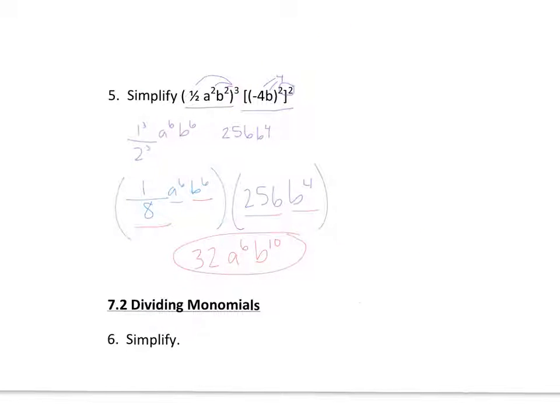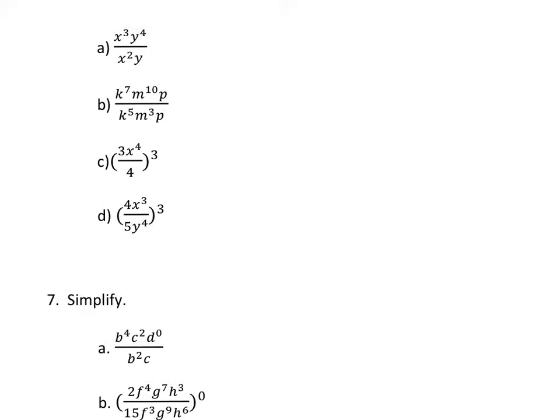Alright, now let's look at a few problems from 7.2, dividing monomials. So let's look at portion 6, and let's look at 6a here. When I divide exponents with the same base, I really am subtracting their exponents. So if I look at part A, I have x to the third over x to the second, so I'm going to cross out 2 down in the denominator, take away 2 in the numerator, so I'm left with 1. Take away 1 y in the denominator, and I'm left with y cubed. So my final answer is x, y cubed.